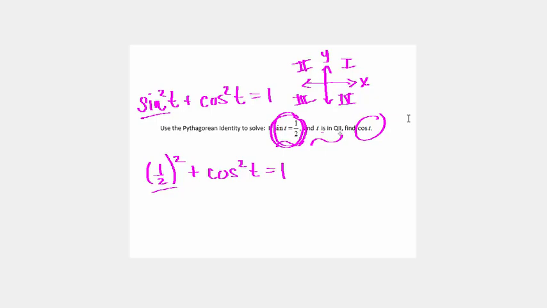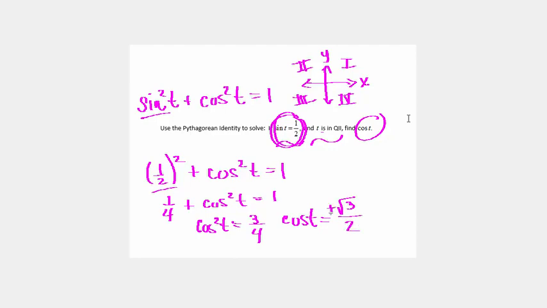Let's do the algebra required now to solve for cosine of t, similar to the last example where we solved for sine of t. This is, well, 1/2 squared would be 1/4. So 1/4 plus cosine squared of t is equal to 1. If I subtract 1/4 from both sides, I'll end up with cosine squared of t is equal to, if I subtract 1/4 from 1, I'll get 3/4. Then I'll take the square root of both sides to end up with cosine of t is equal to the square root of 3 over square root of 4, which is 2.